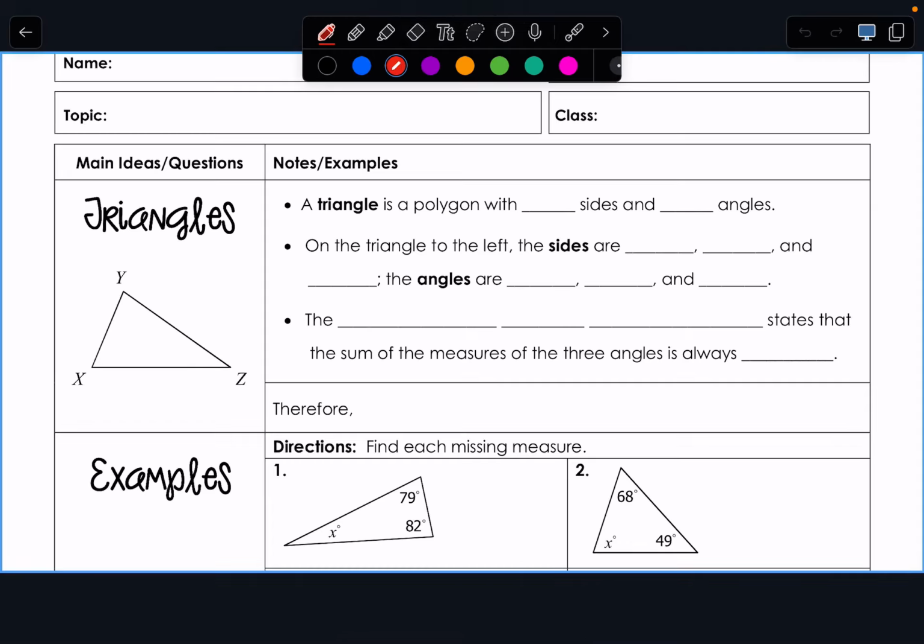On page 1. How many sides does a triangle have? 3. How about angles? 3. Okay. When we look at this triangle right here, when we talk about the sides of a triangle, it will require us to use 2 letters. So we have sides XY, YZ, and XZ.